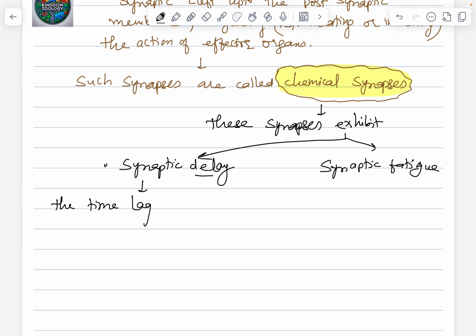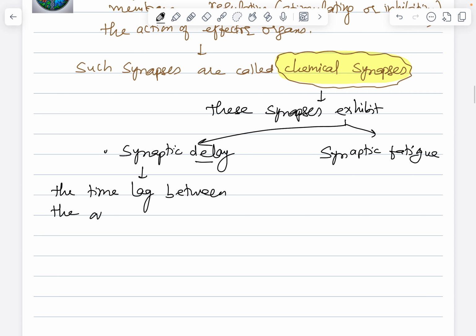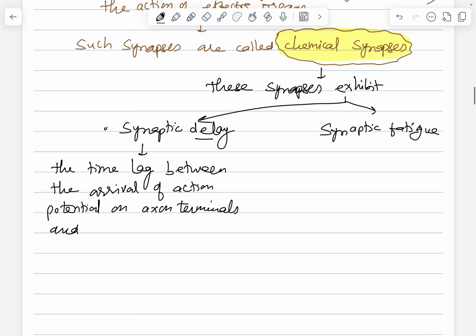The time lag between the arrival of action potential on axon terminals and the response shown by the target organ. I think you got this.